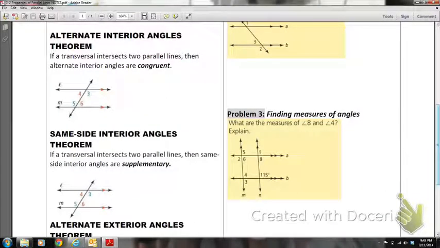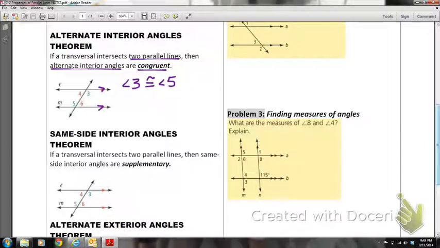For the alternate interior angles theorem, if a transversal intersects two parallel lines, then alternate interior angles are going to be congruent. Same diagram, we have lines L and M parallel to each other. So let's identify the alternate interior angles that are going to be congruent. Angle 3 and angle 5 are alternate interiors because they're on opposite sides of the transversal, and they're on the interior of lines L and M.